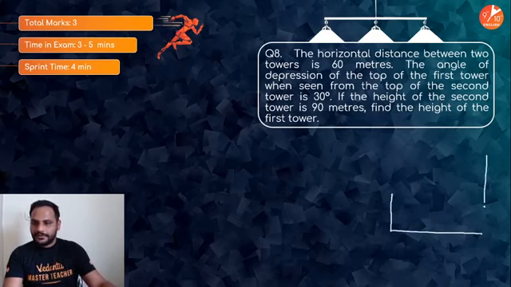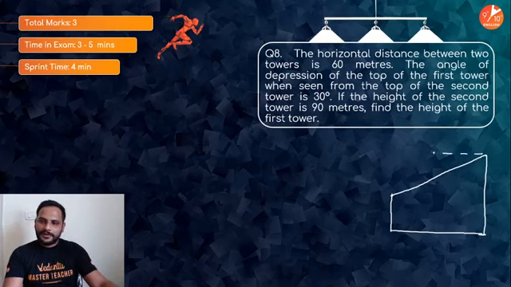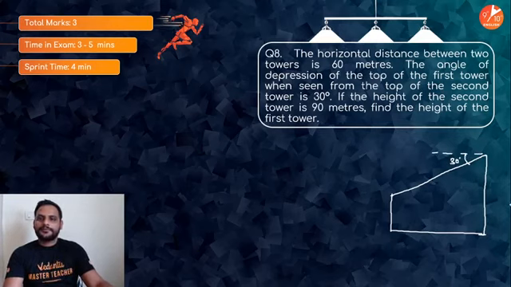This is my first tower. This is my second tower. From the second tower, when you look at the top of the first tower, the angle of depression is the angle between the line of sight and the horizontal line. This angle of depression is given to be 30 degrees. And the distance between the towers is given as 60 meters.